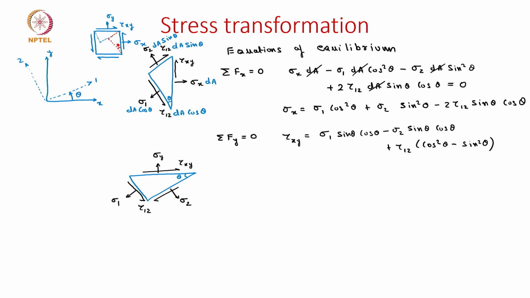Like we did previously, we can now multiply all of these stresses with the corresponding cross section areas, and then when we apply the summation of forces in the y direction going to 0, that should give us the relation for sigma y, which is sigma y equals sigma 1 sin square theta plus sigma 2 cos square theta plus 2 times tau 1 2 sin theta cos theta.